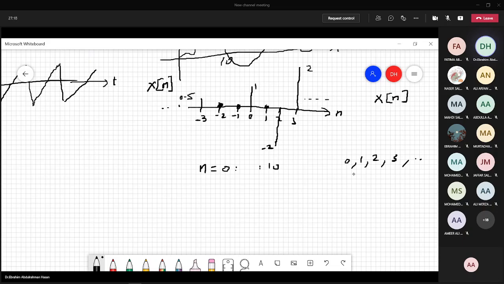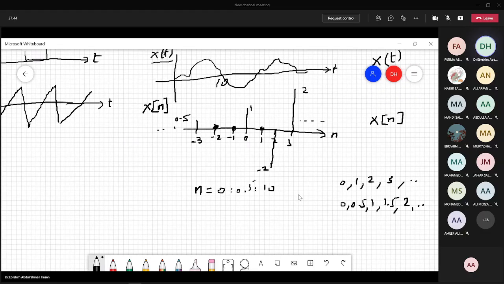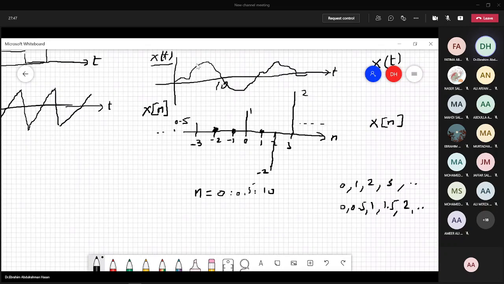Okay, if you want, you can put 0.5, for example. Then you are storing at 0, 0.5, 1, 1.5, 2, and so on. But these are all discrete. So we don't have a value at 0.1, 0.2, 0.3, 0.4, 0.6, and so on. So this is discrete. It is not continuous like this. Continuous means that it is defined for all t. As for discrete, no, it is just defined at some intervals.